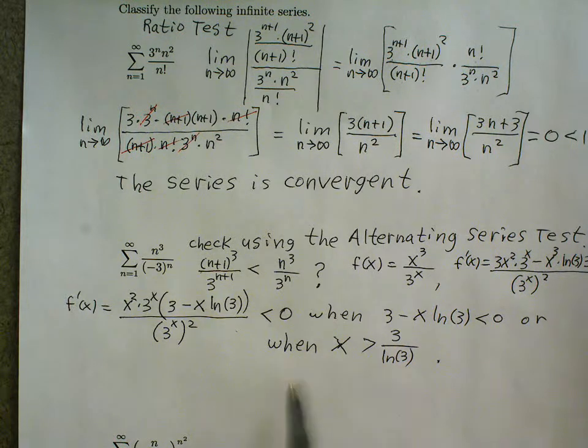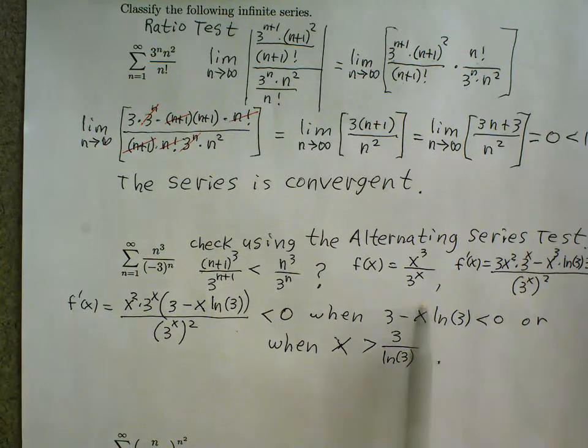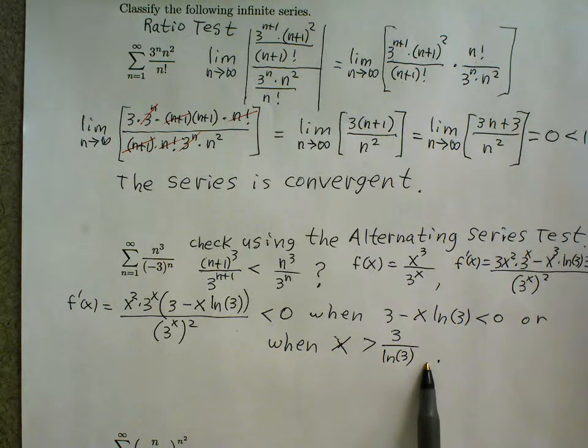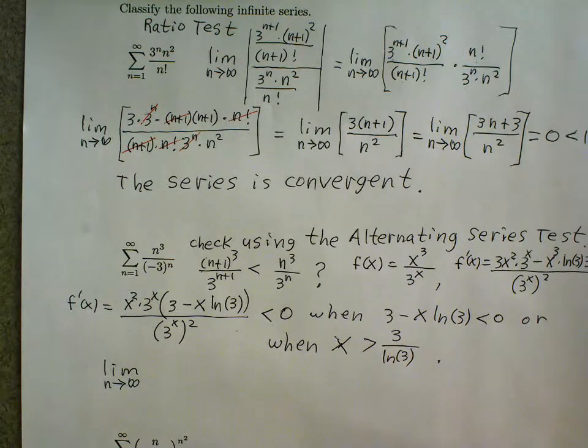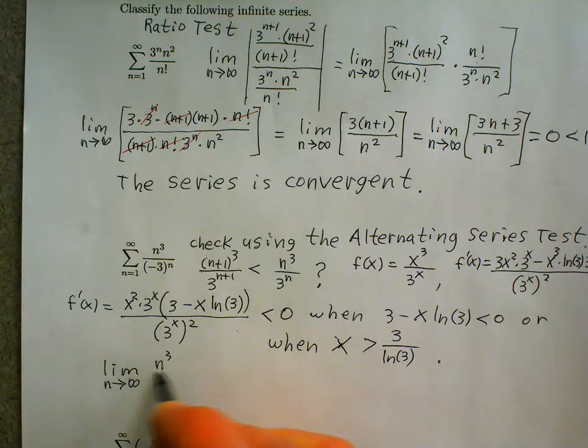Okay, so the positive terms do decrease after a certain point. And then the second condition for the alternating series test: what's the limit of n to the third over 3 to the n?